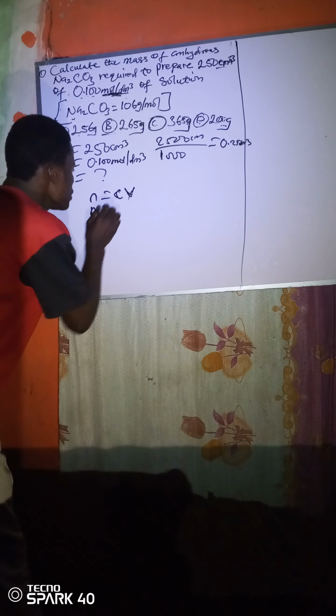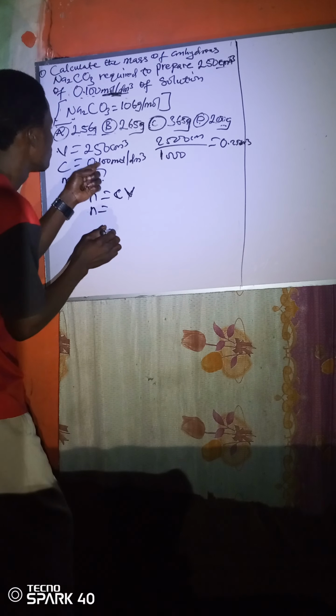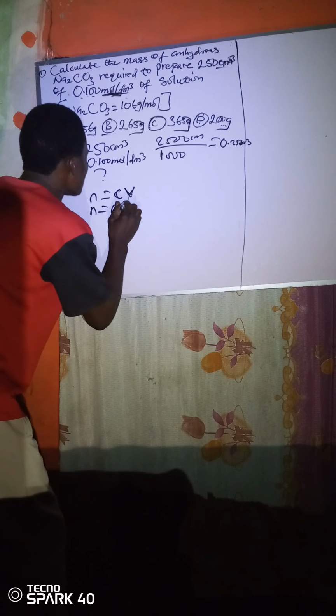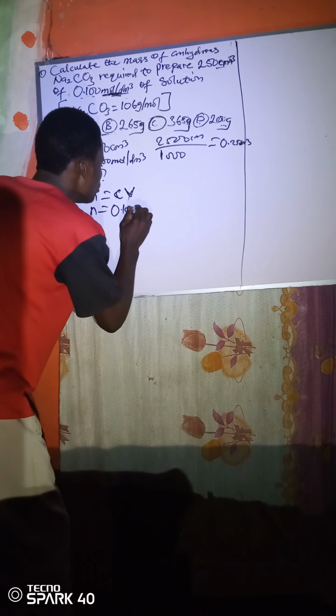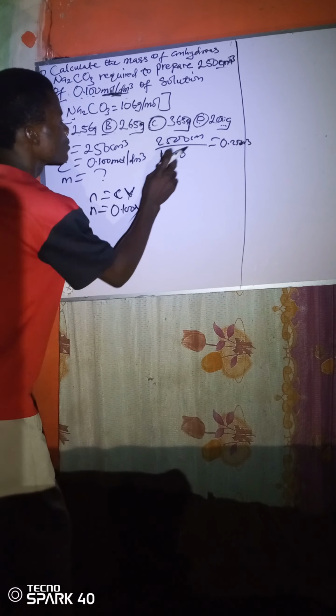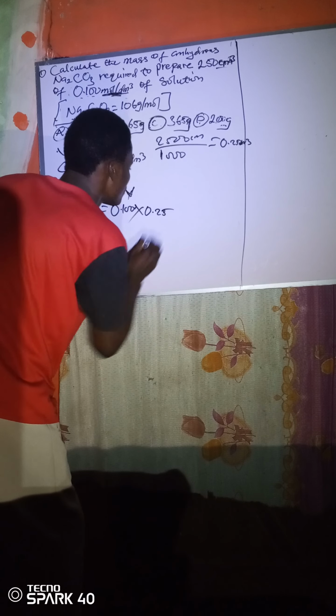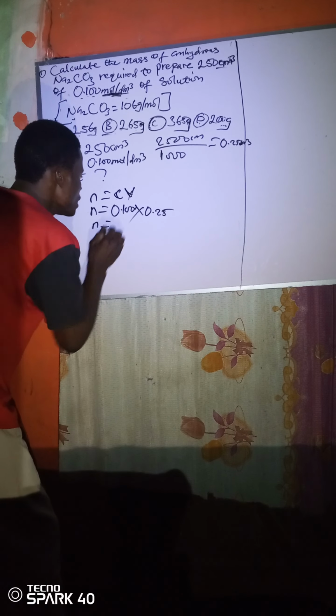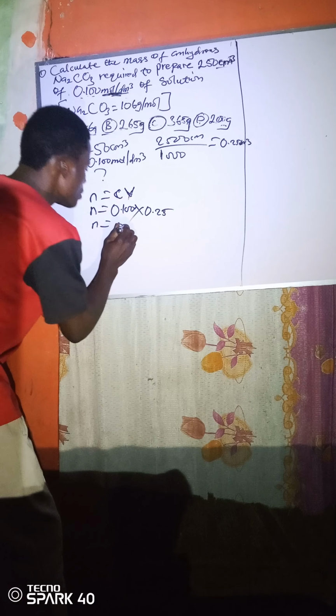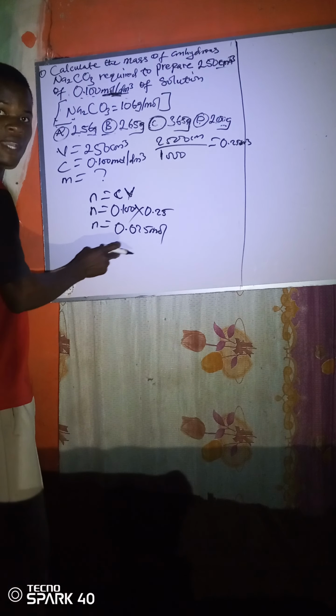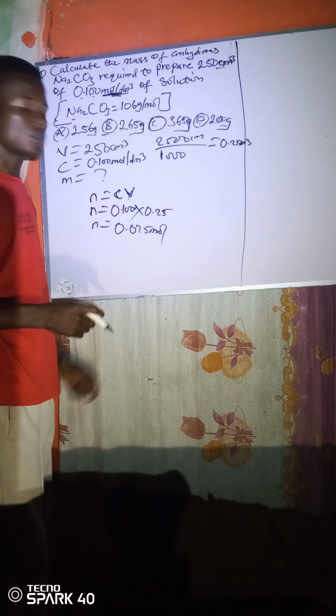Now, n is equal to 0.100 times 0.25. This n is equal to, if you multiply this by this, it will give you 0.025 mole. Now, when you get this 0.025 mole, this is not the final answer.